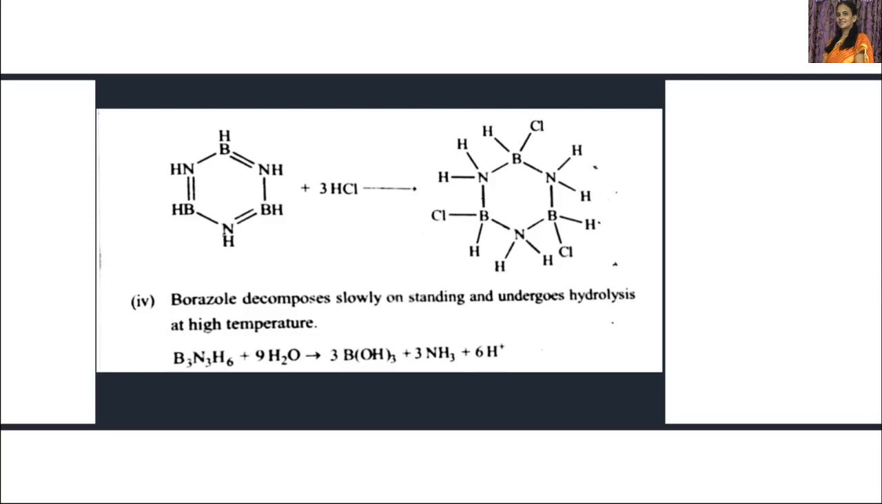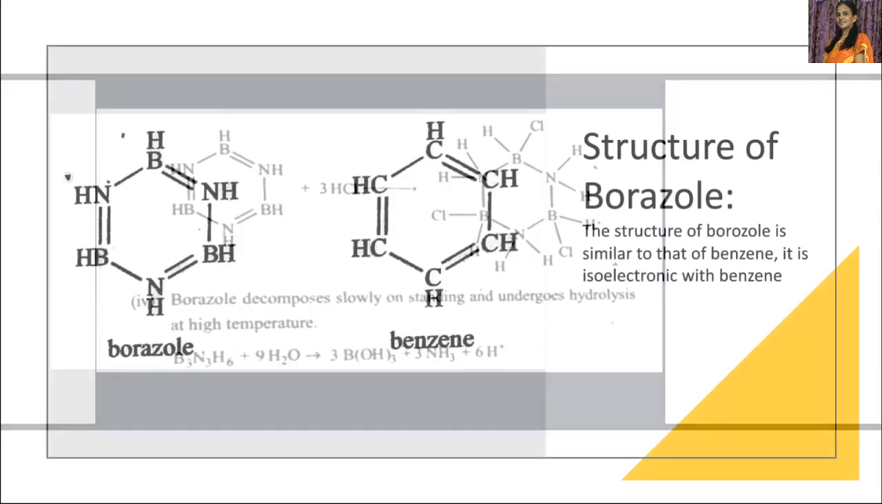And the next one is borazole. It decomposes slowly on standing, so it is less stable, we can say. And in the presence of water, it undergoes hydrolysis on heating, that is at high temperature, to form H3BO3 or B(OH)3, that is known as boric acid. And the other product is ammonia.